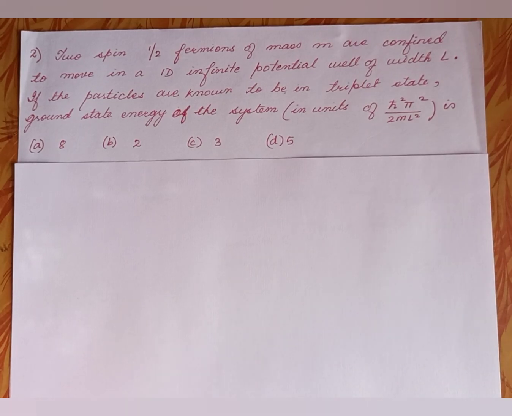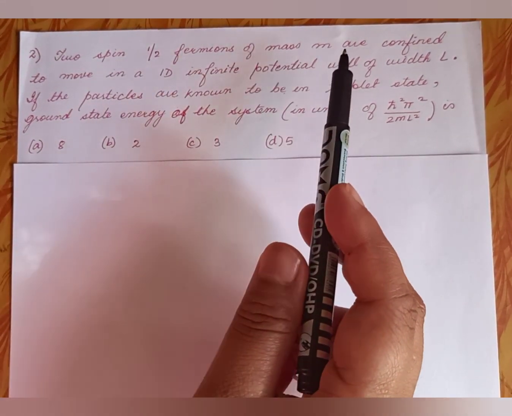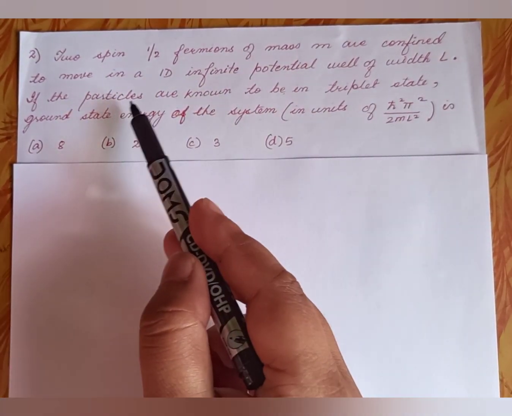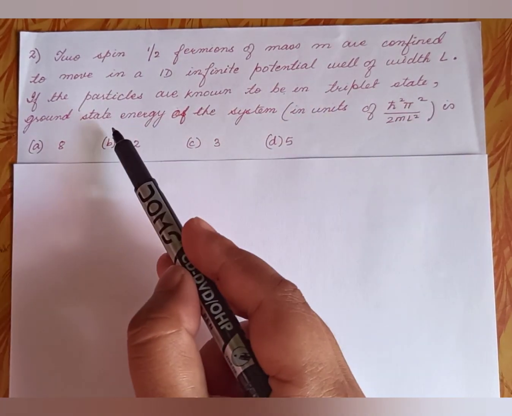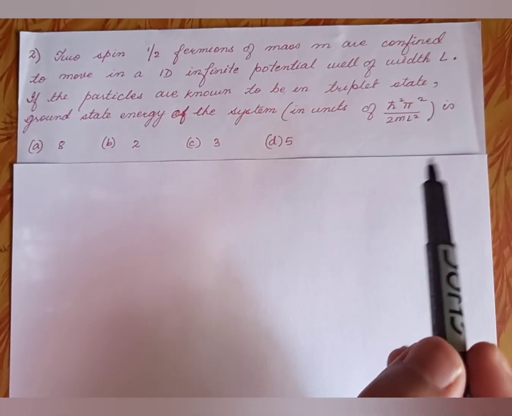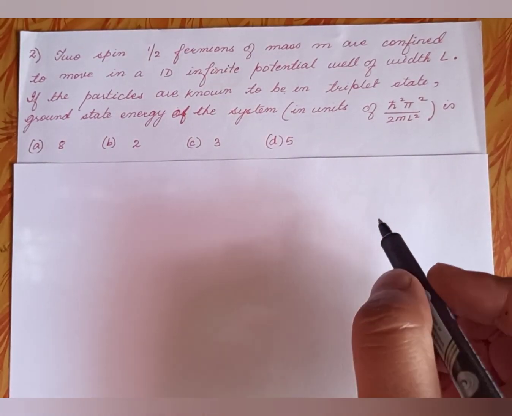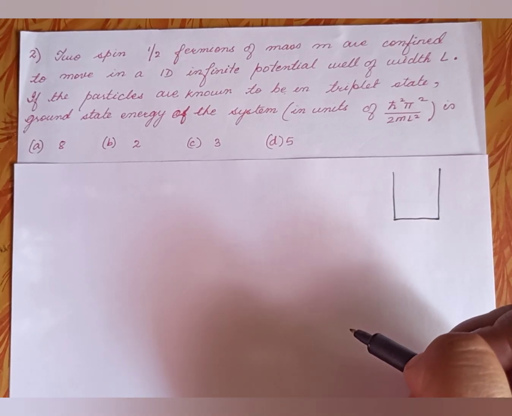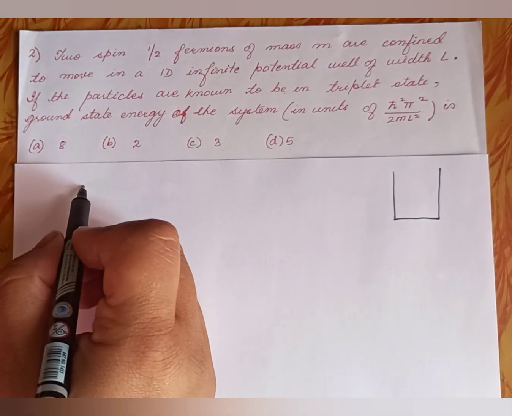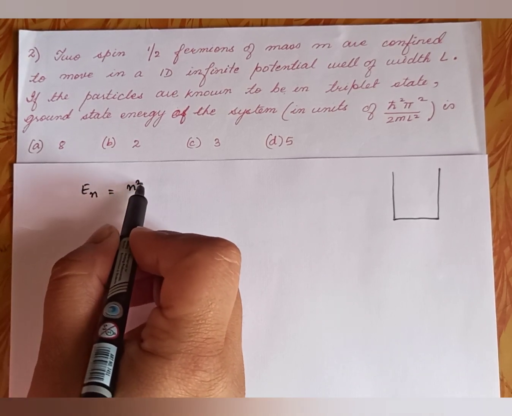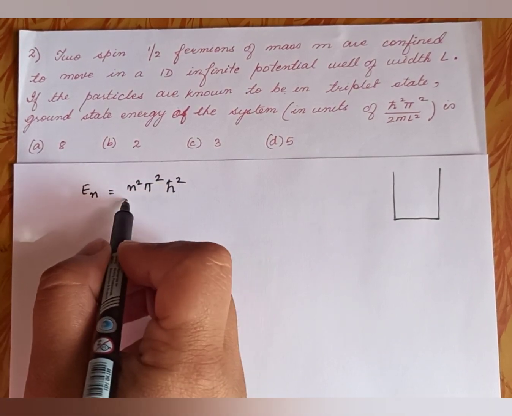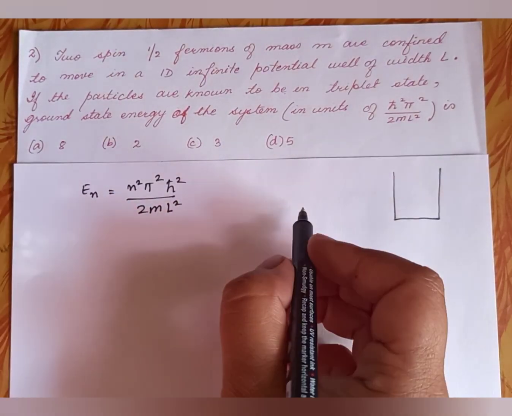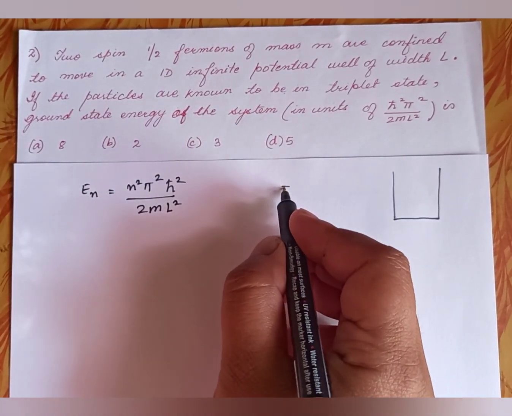In the second question I have 2 spin-half fermions of mass m which are confined to move in a 1D infinite potential well of width L, and the particles are known to be in a triplet state. The ground state energy of the system is to be calculated. So I have again my 1D potential well, where the energy eigenvalues are given by n square pi square h cut square by twice m L square. And I have 2 spin-half fermions which are in the triplet state.